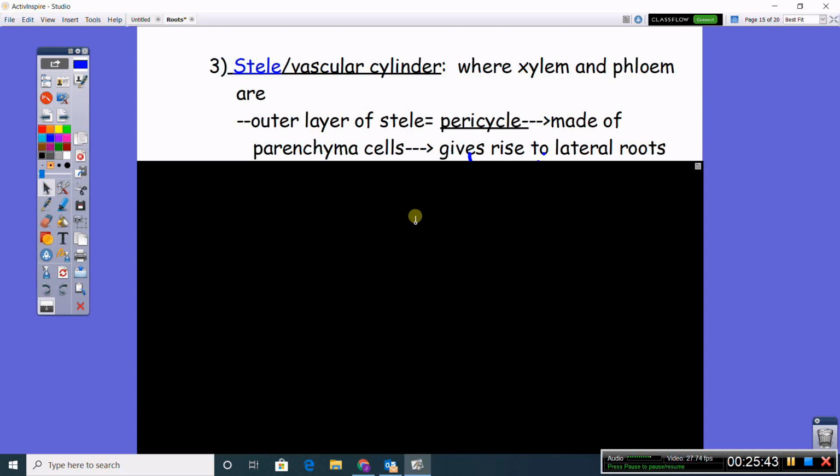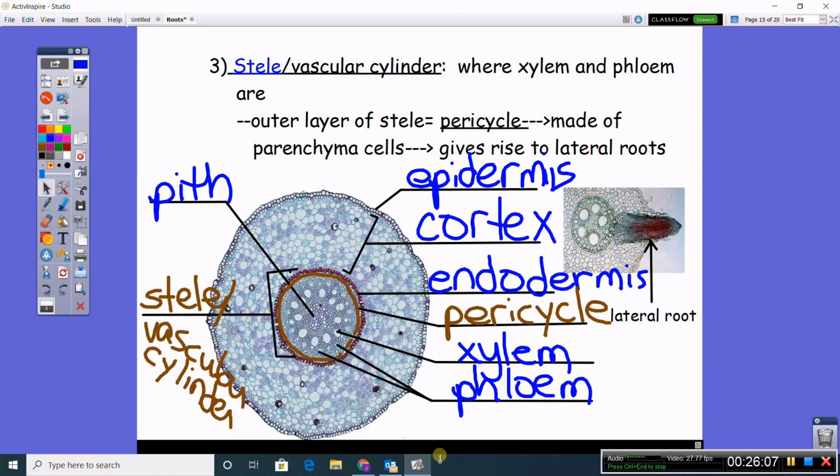Now, the outer layer of the stele, or the outermost layer of the vascular cylinder, is called the pericycle. And it is made of parenchyma cells, and this is the layer that can give rise to lateral roots. So if you go back and look at one of our taproot pictures, it shows lateral roots coming out of it. That comes from the pericycle. So I want you to fill in your blanks there, and then I'll talk you through this. But go ahead and take a moment to fill in your blanks.